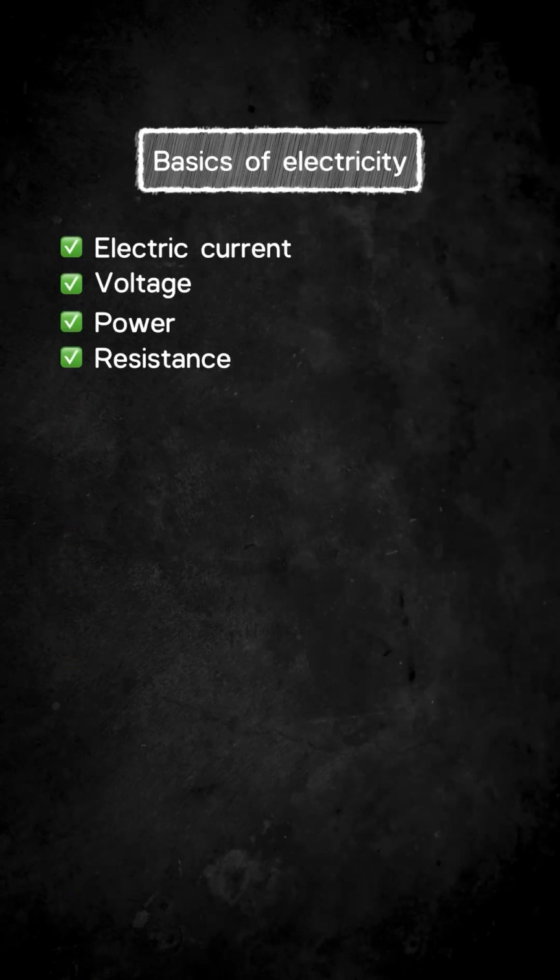In front of us are the most important terms in electrical engineering and electricity in general. They are electric current, symbolized by I, voltage or potential difference, symbolized by V, power, which we call power, and R, which is resistance. These are the basics we need to understand and build upon in the world of electricity.